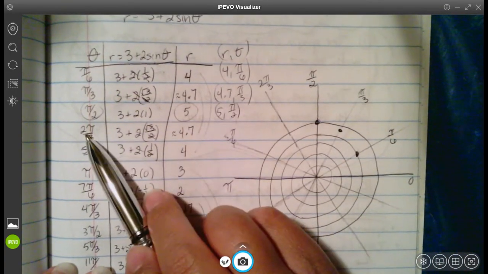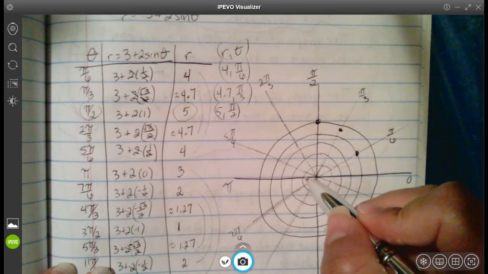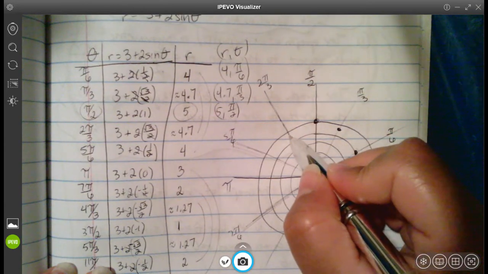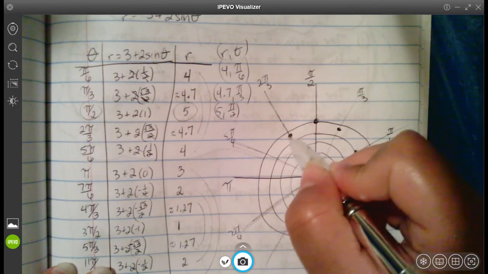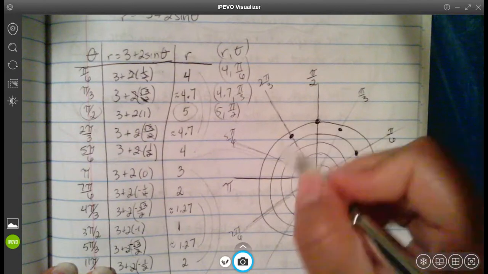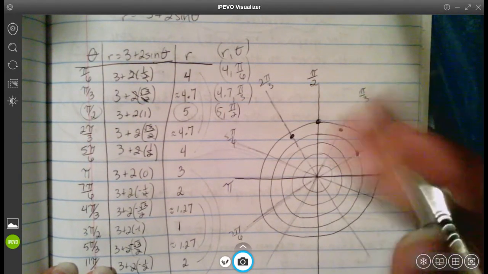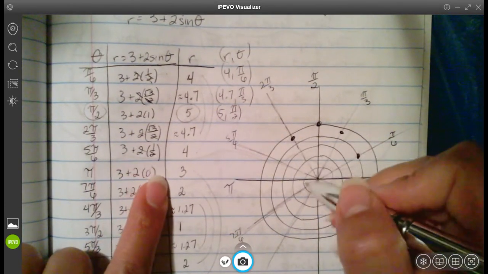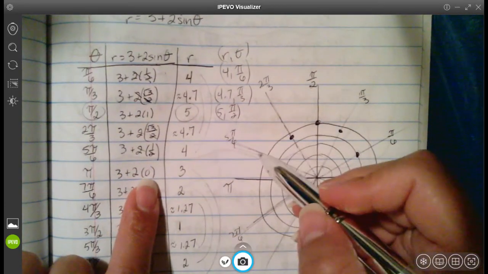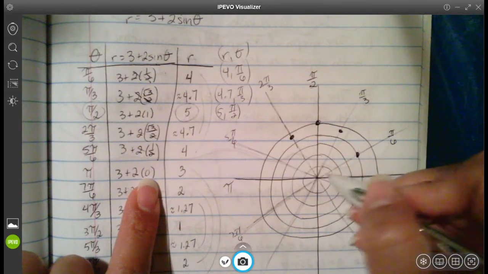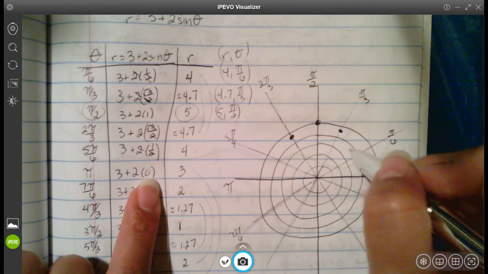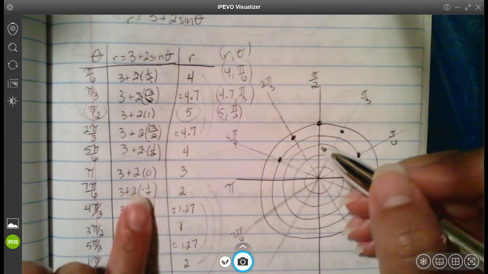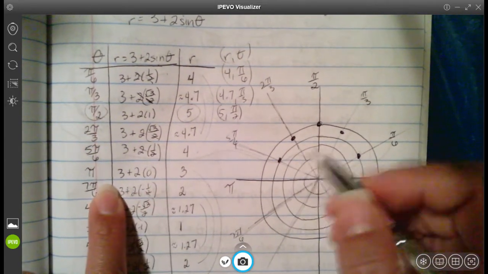Then we have 4.7, 2 pi thirds. So 4.7, again, it was like this one, and 2 pi thirds is about right here. So far we kind of have a somewhat circle going on, not quite a circle, but something like that. Then 4, 5 pi over 6. I know 5 pi over 6 is over here. So 1, 2, 3, 4, 5 pi over 6. There we go.